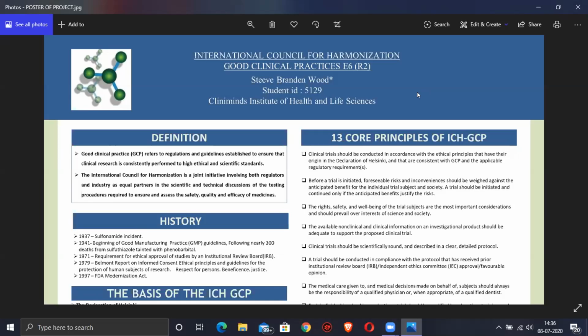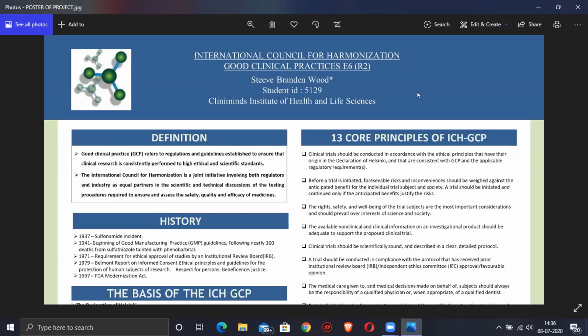When you talk about GCP, we also have to talk about the International Council for Harmonization. If GCP is the guidelines, ICH is like the core center or the core body which decides upon what regulations to be added and what regulations to be deleted. Now, the International Council for Harmonization is actually a joint initiative involving both regulators as well as industry, which means scientists and also the pharmaceutical companies and industry makers as equal partners in the scientific and technical discussion of the testing procedures required to ensure and assess the safety, quality, and efficacy of medicines.